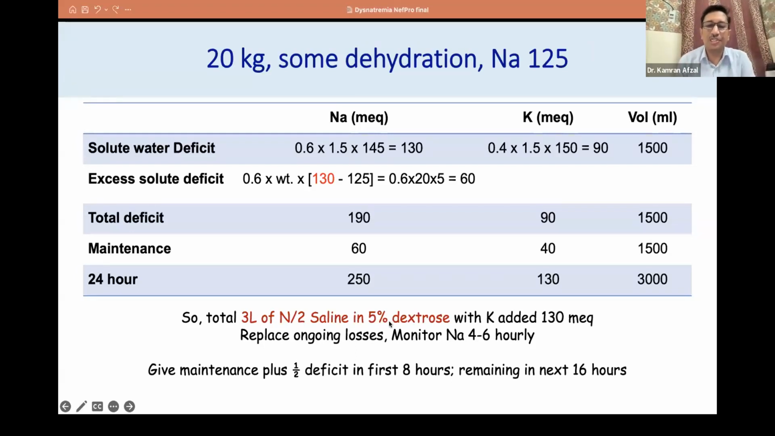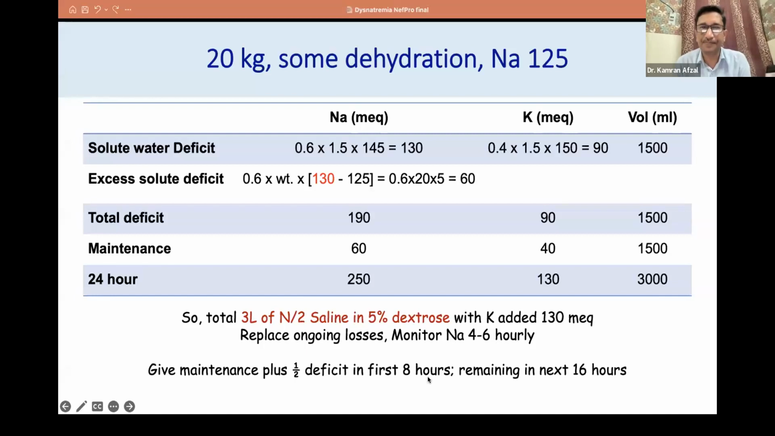And you also need to replace the ongoing losses, just to make sure that the losses do not trigger a very rapid rise in sodium. The reason we have used a factor of only 5 here is because we have already raised it up to 125 by giving 3% saline. And in a day, you should not raise more than 10 or 12 milliequivalents. So now we are raising it up only by 5. In this case, of course, 130 is the target anyway, so we need to raise it up to 130. So we give the maintenance plus half of the deficit in the first 8 hours and the remaining in the next 16 hours.